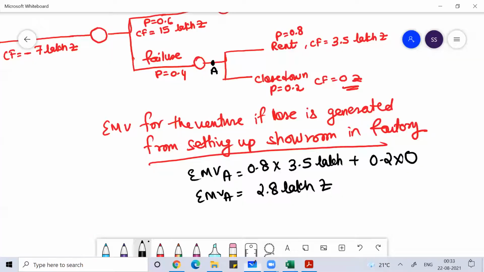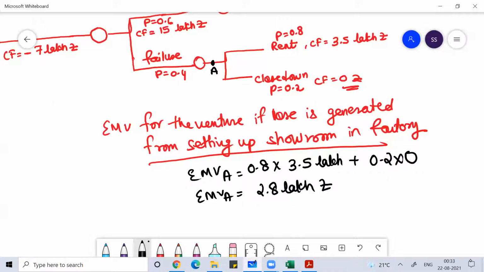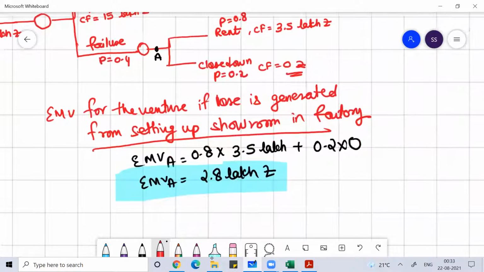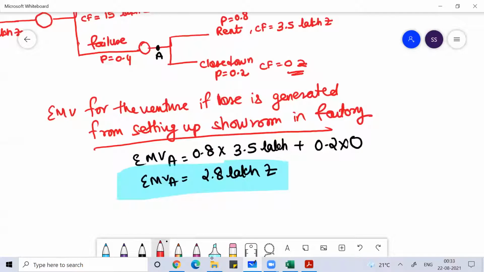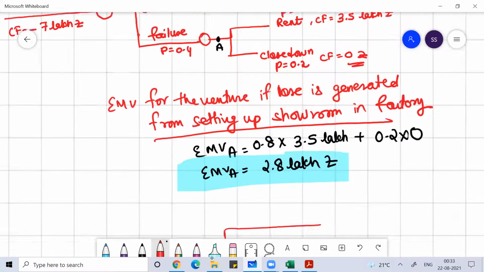So 0.8 into 3.5 is 2.8 lakh. Clear, everyone? Fine. So now what I can do is draw the same diagram like this.